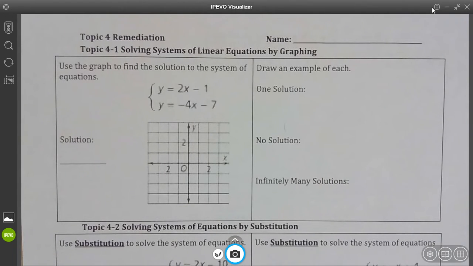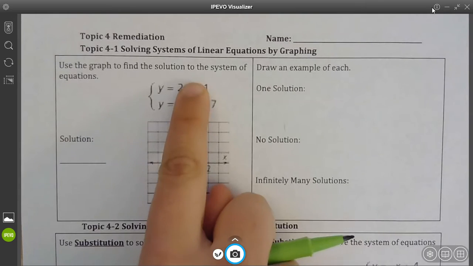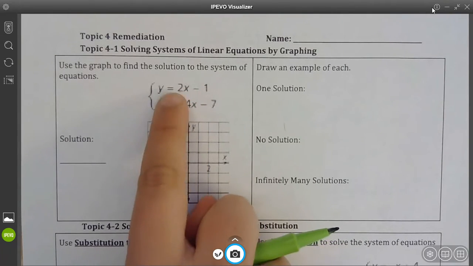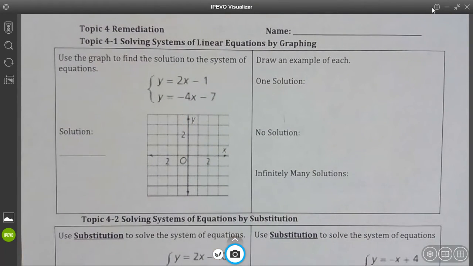Today we're doing topic 4 remediation, which is all about solving systems of linear equations and inequalities. So a system is any time where we have a problem and we're given two equations. And we're just going to talk about some different strategies that we can use to solve these.